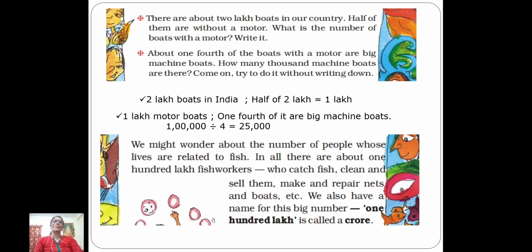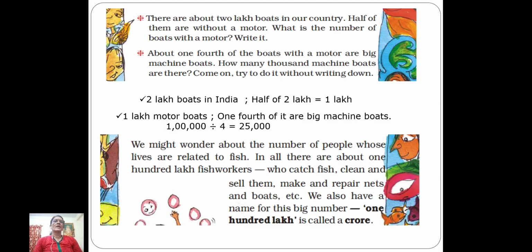Okay, now we go to more big numbers. There are 2 small questions. There are about 2 lakh boats in our country. How many? 2 lakh. Now come on, tell me how many zeros for a lakh? 5, right. Half of them are without a motor. You know, we have studied about motor boats, machine boats, log boats, right. So half of them are without a motor, means they are log boats and long tail boats, right? Okay. Now, what is the question? What is the number of boats with a motor?